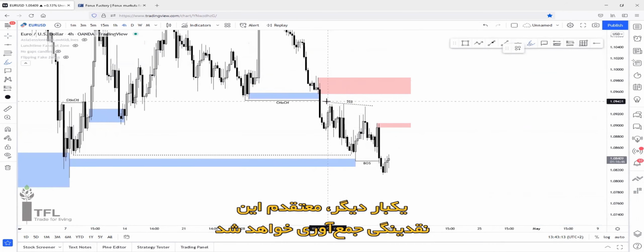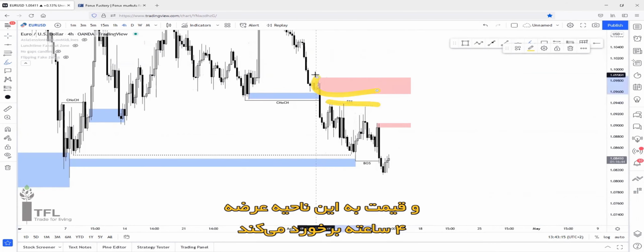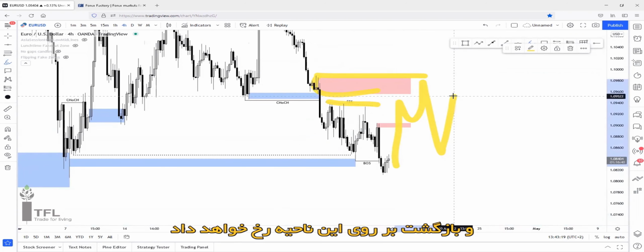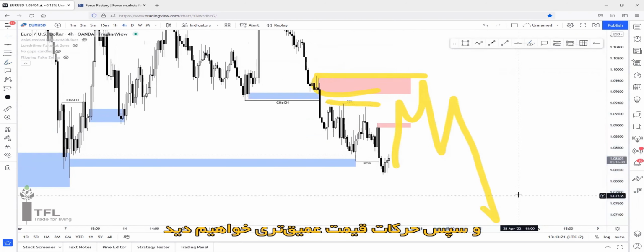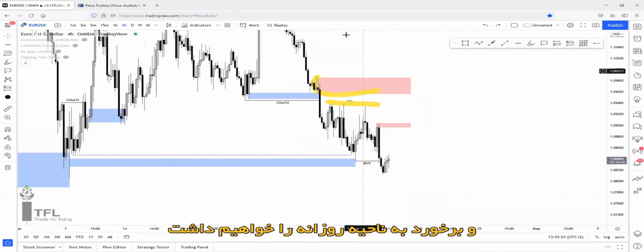Once again, I believe this liquidity will be swept. The tap of this 4-hour zone will happen, and the reversal will happen on this zone, and we'll see deeper price action areas, and we'll see the tap of this daily zone.